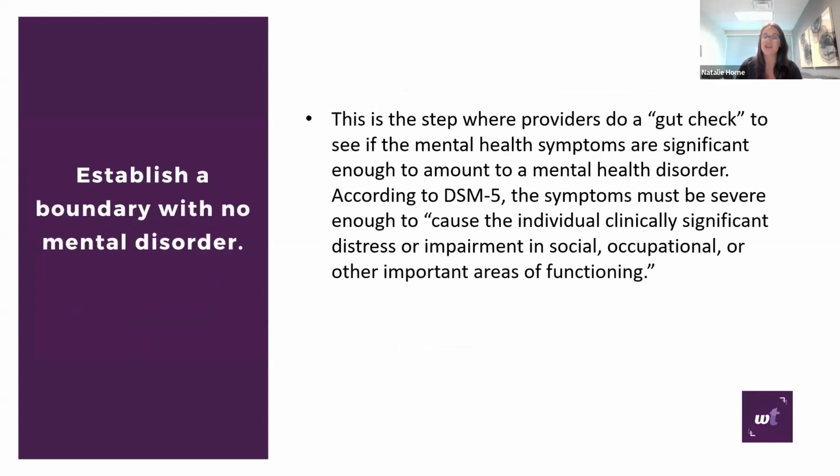And then establishing a boundary with no mental disorder. That's going back to that gut check of, is this person reacting how we would expect someone to react? What's expected to be a typical reaction? Or is this to a level that is actually impairing their social, occupational, or other areas of functioning? That's the biggest thing when it comes to mental illnesses, making sure there is an impact on their functioning. So making sure that they meet criteria, or if they're doing something that you would expect them to do. Sometimes it could just be an adjustment disorder or a normal reaction to stress or trauma.